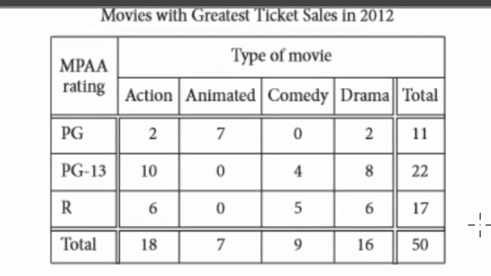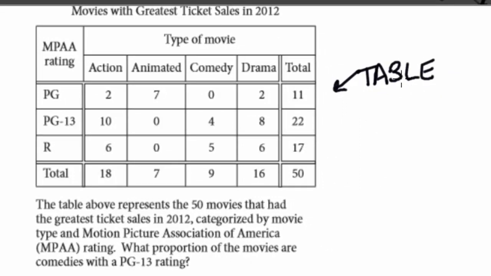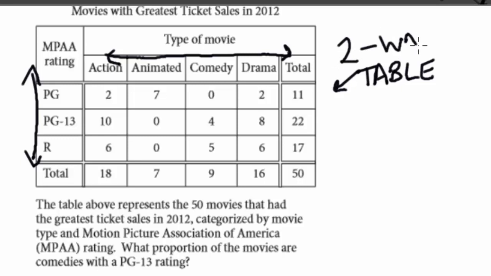So in this example, we're given some information that's written in a table. This right here is a table, and in fact we can call this a two-way cumulative frequency table. The reason we say it's two-way is because one way is the type of movie, it looks like, going in this direction, taking up all of the columns, and then the other way is the rating of these types of movies. So that's why we call it a two-way table.